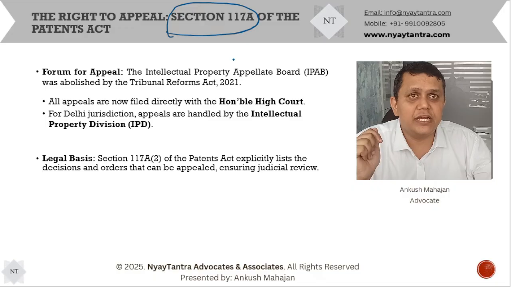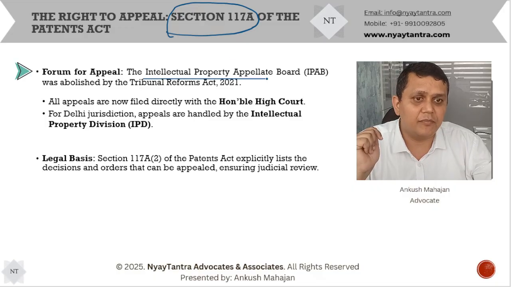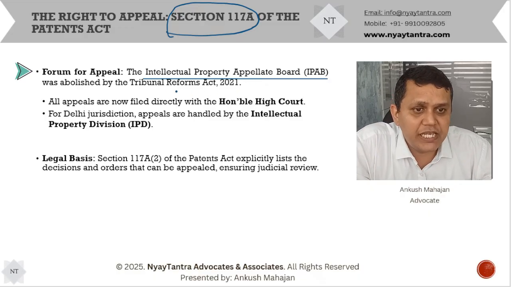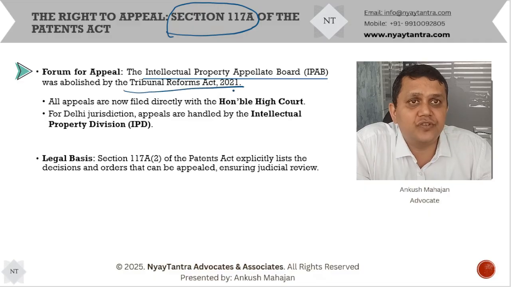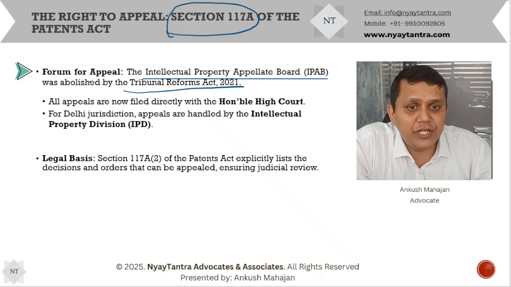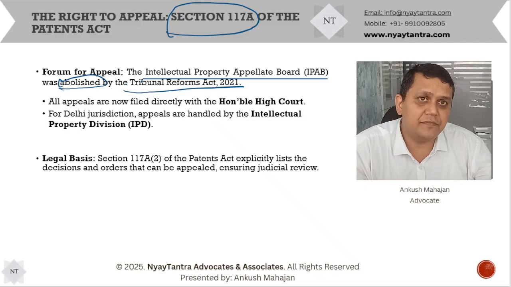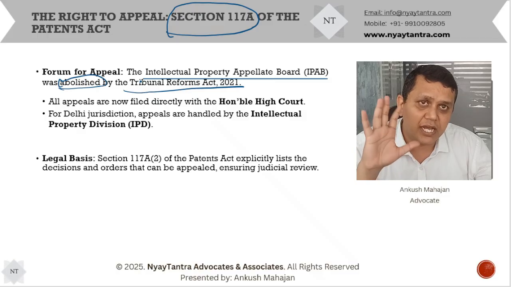Before we go further into section 117A, it is important for us to understand the Intellectual Property Appellate Board, which is the IPAB. Prior to the Tribunal Reforms Act 2021, any appeal against the final order or the decision of the learned controller went to the Intellectual Property Appellate Board. But the Tribunal Reforms Act 2021 abolished the IPAB entirely, and the matters which were pending with the IPAB were transferred to the corresponding High Court.